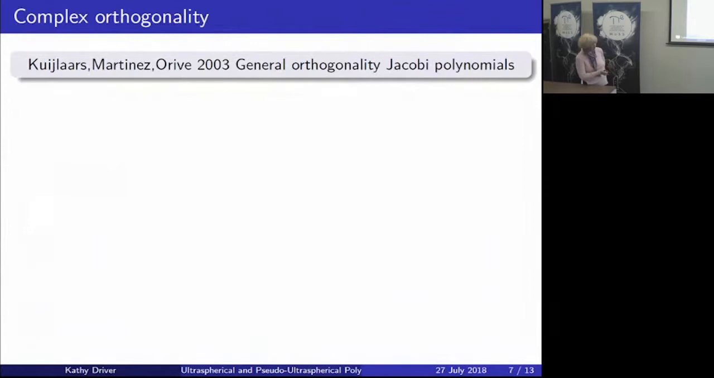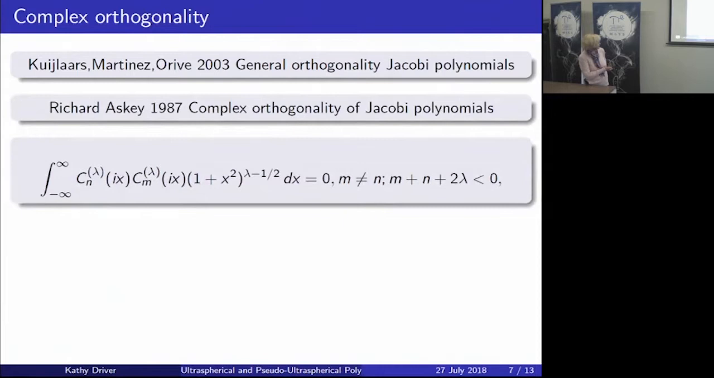Well, what about the general orthogonality of Jacobi polynomials? That was discussed using Riemann-Hilbert methods by Arno Kuijlaars, Andrei Martínez and Ramón Orive in 2003. And in fact, you can show that you have a type of orthogonality in the complex plane that is not restricted to the traditional values of the parameter lambda.